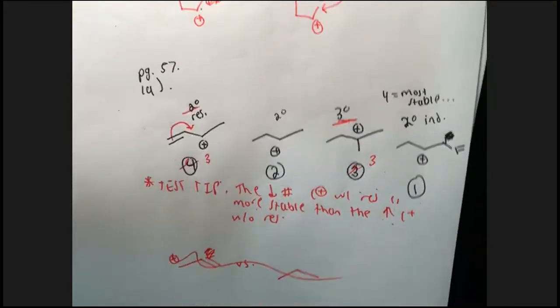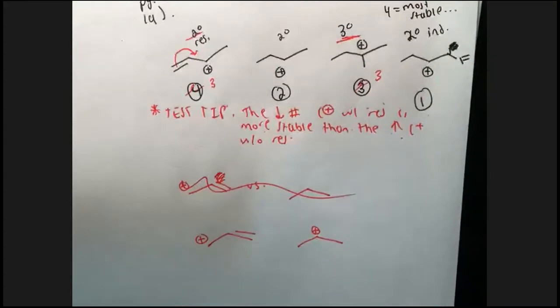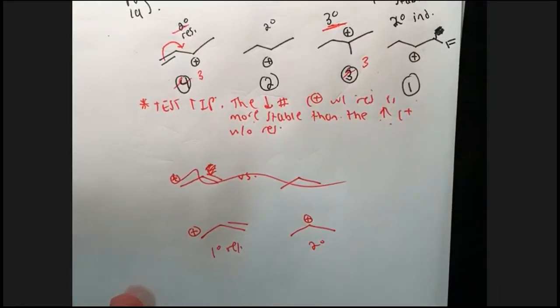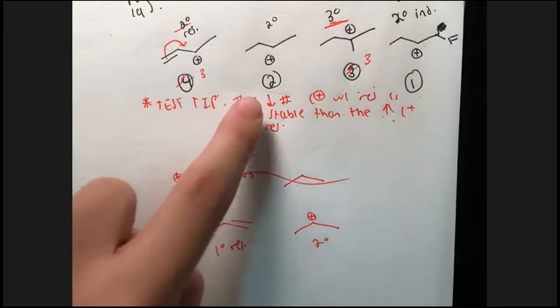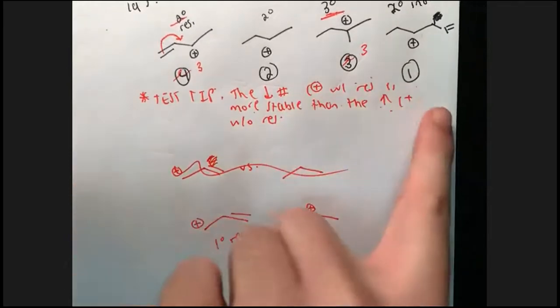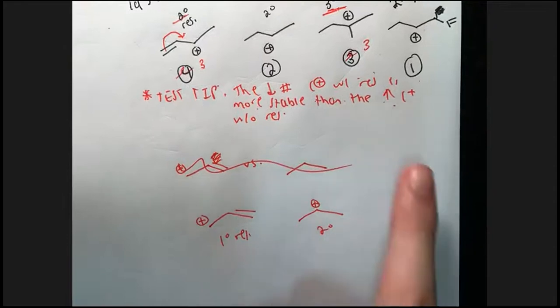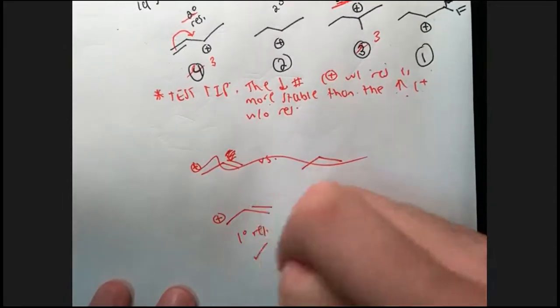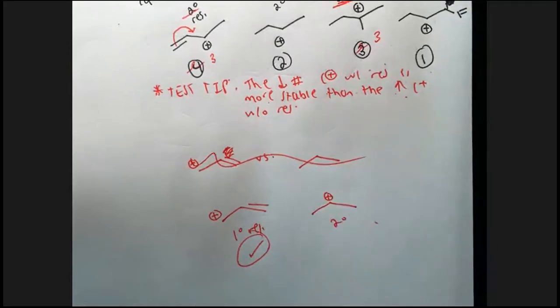Okay, so here's an example. This is where this trend is better. We have a primary with resonance, and then we have a secondary. So the lower-order carbocation with resonance, the primary with resonance, is more stable than the higher-order carbocation without resonance. This one is more stable than that one, for sure, because it can resonate. So that's where that tip really comes into play.